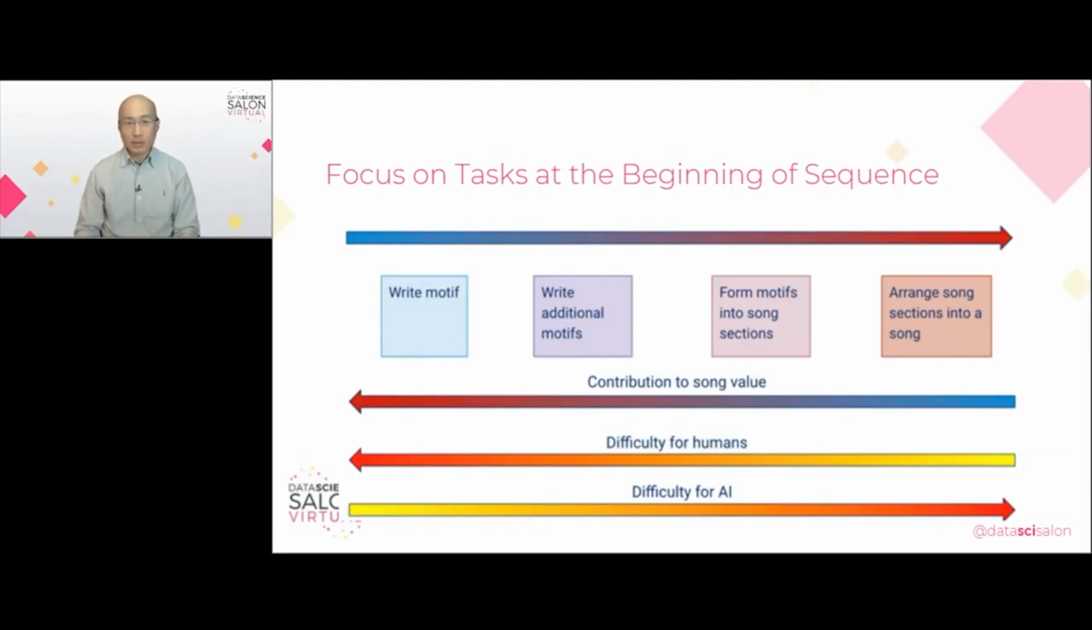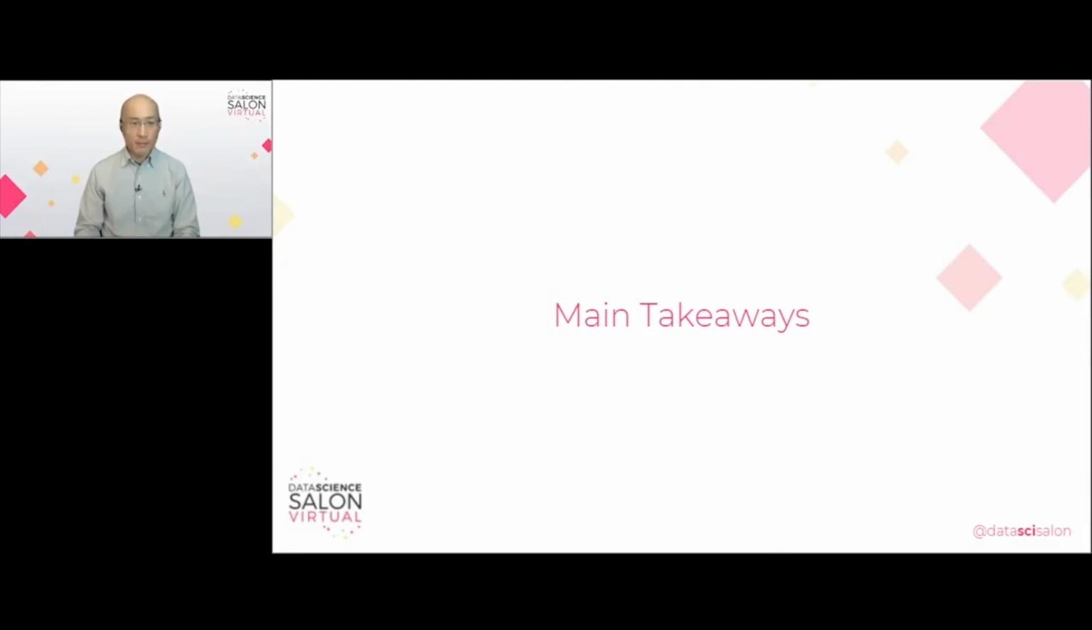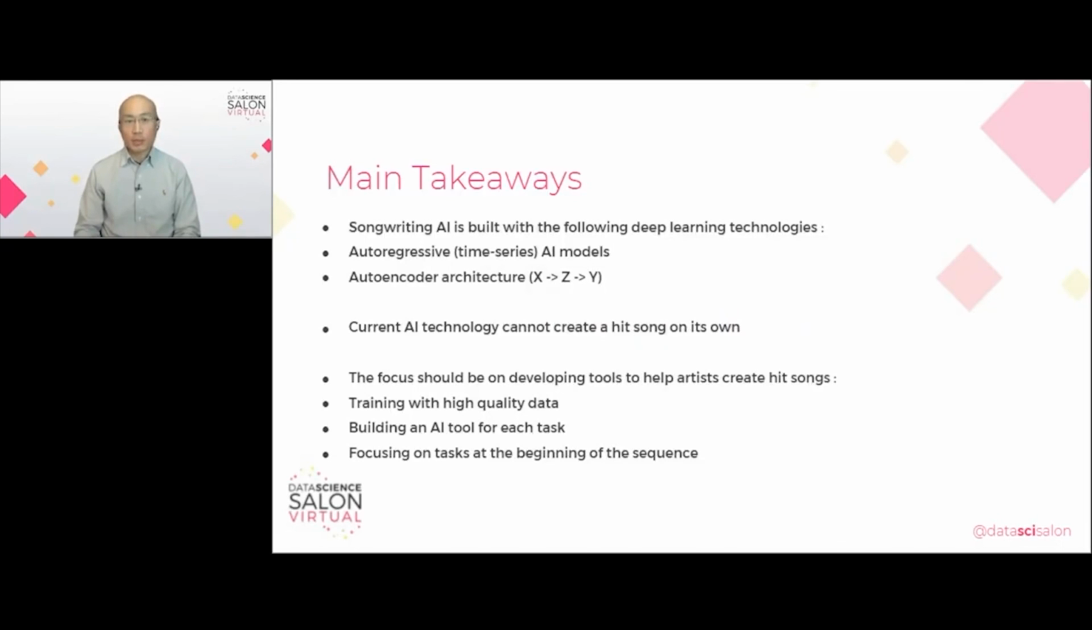So here are the main takeaways, which summarize my presentation. The songwriting AI is built with the following deep learning technologies. We have the autoregressive or time series AI models, and we have the encoder architecture, which maps data from X to Z to Y. Current AI technology cannot write a hit song on its own. When developing AI music creation tools, we should be focused on helping artists create hit songs. So this includes training the AI with high quality data, building an AI tool for each music creation task, and focusing on tasks at the beginning of the sequence.